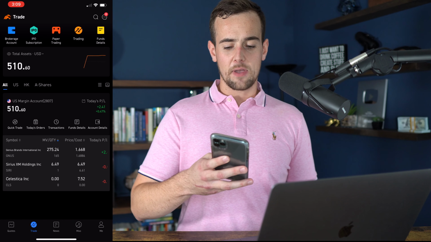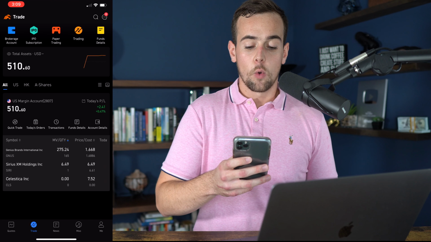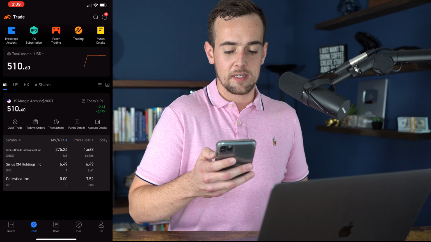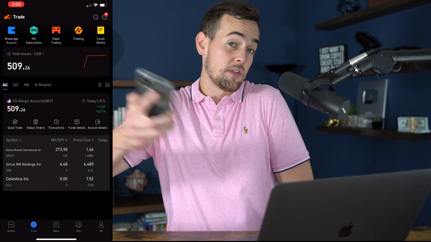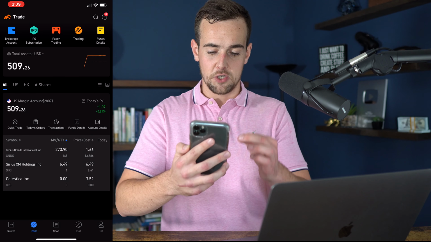But before we do that, we're going to sell off one of the free shares that I got earlier when I opened up my account. So if we jump over to the trade tab and we refresh this, we can see that I have 1 share of SiriusXM Holdings. I did have 1 share of Celestica, but I ended up selling that in one of the other videos that I did here for demonstration purposes.